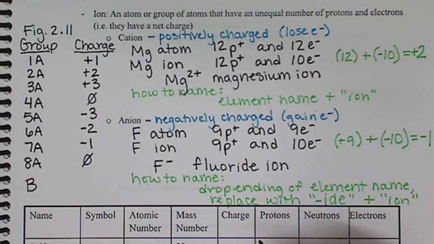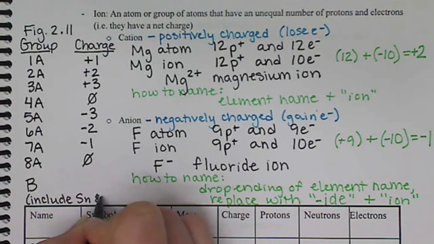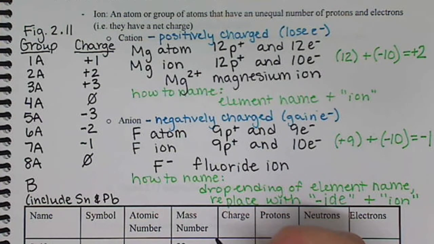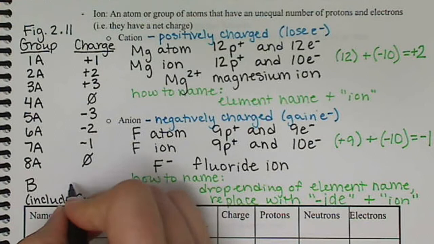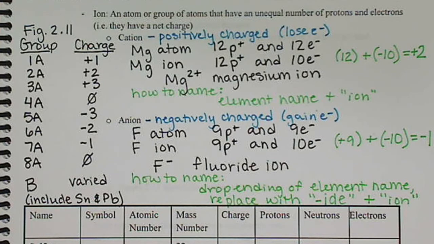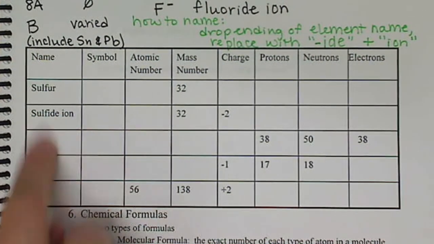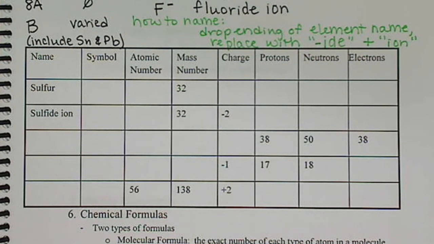Anything that's under group B, and we're going to include tin and lead, which are in group 4A, we're going to group them in with the group B metals. The charges that they take are varied. They don't have a specific charge. Some of them can take a +1, some of them can take a +3. So we don't have a general rule for them. We'll talk about how we know what their charge is a little later. So go ahead and take some time, fill out this table here for practice. Go ahead and pause the video, and I will go through the answers once you have unpaused it.